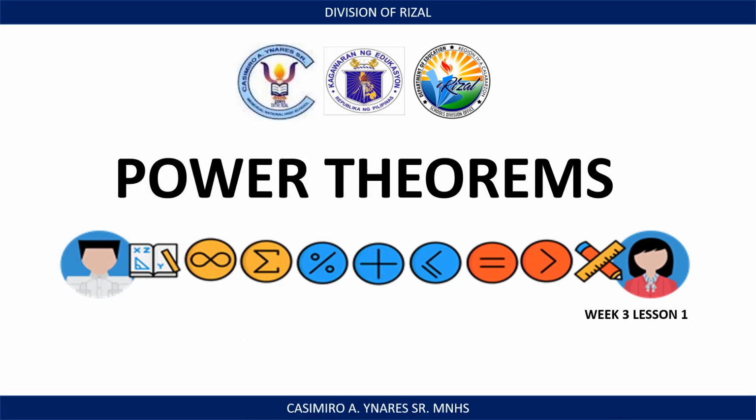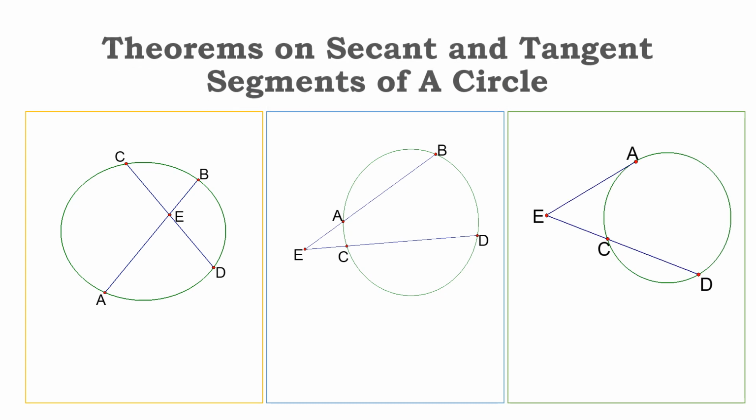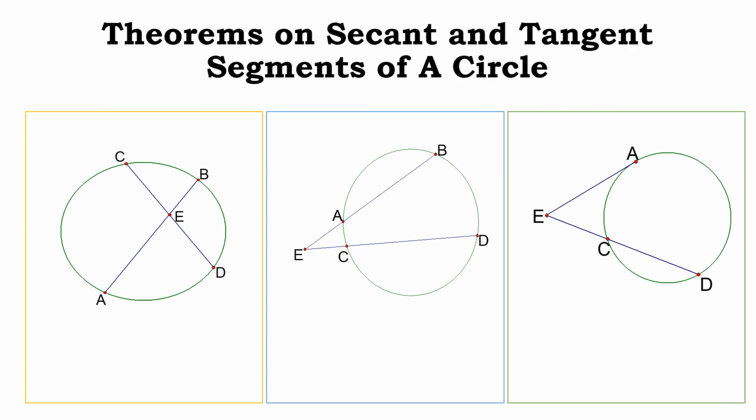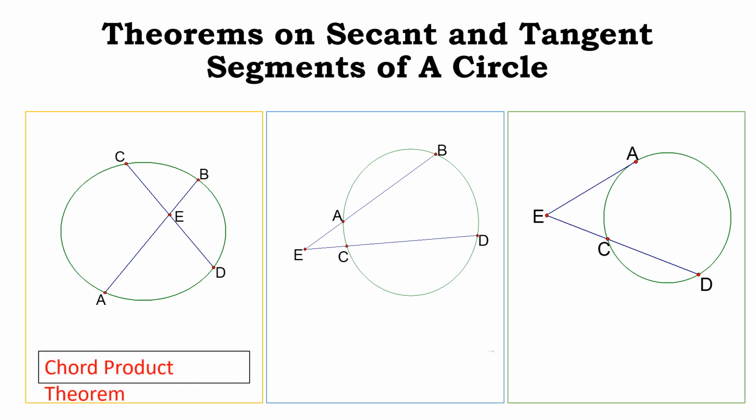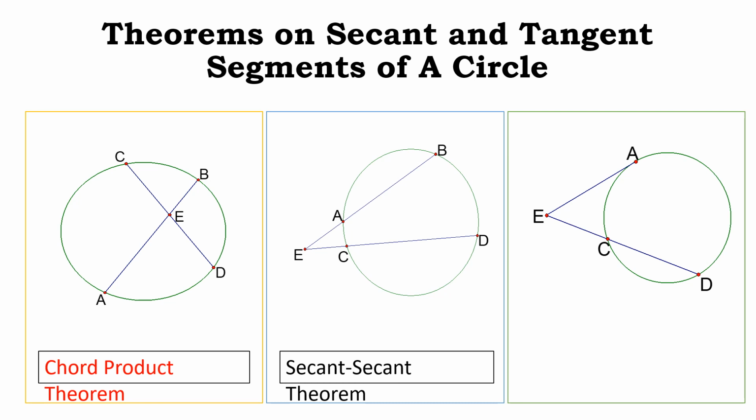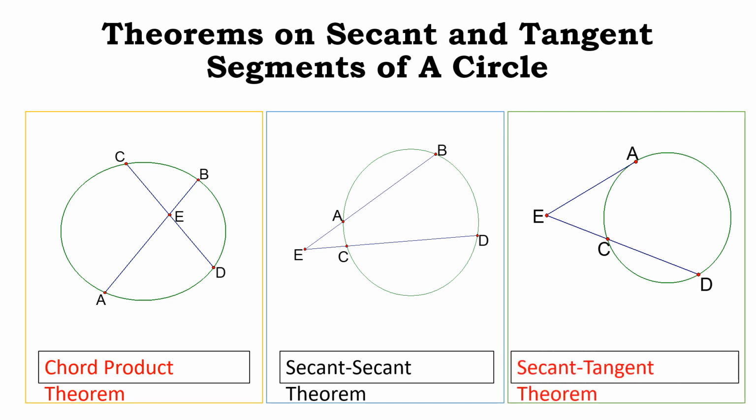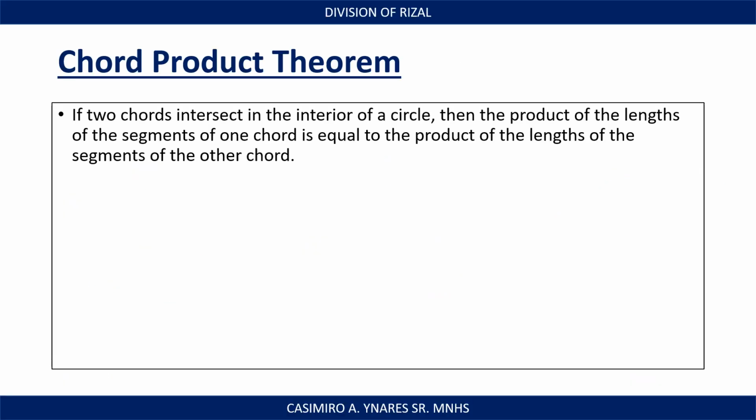Our topic for today is about power theorems. So we have here the theorems on secant and tangent segments of a circle. Figure 1, look at the figure. We have the chord product theorem. Number 2, we have the secant theorem. And the last one, we have the secant tangent.